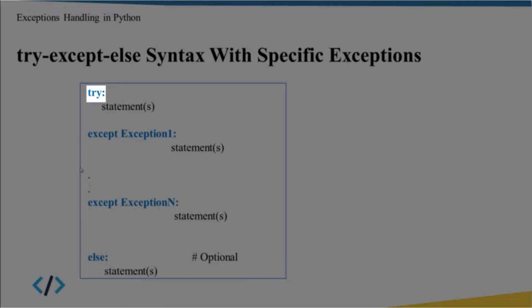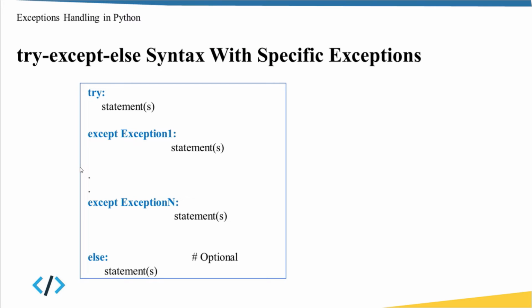So I will say try, run this block of code. Then, for example, if you find an exception of type 1, which could be zero division error, so if only a zero division error happens here, I want to execute this block of code. Then except for another exception, then except for another exception, and so on until you reach the end.